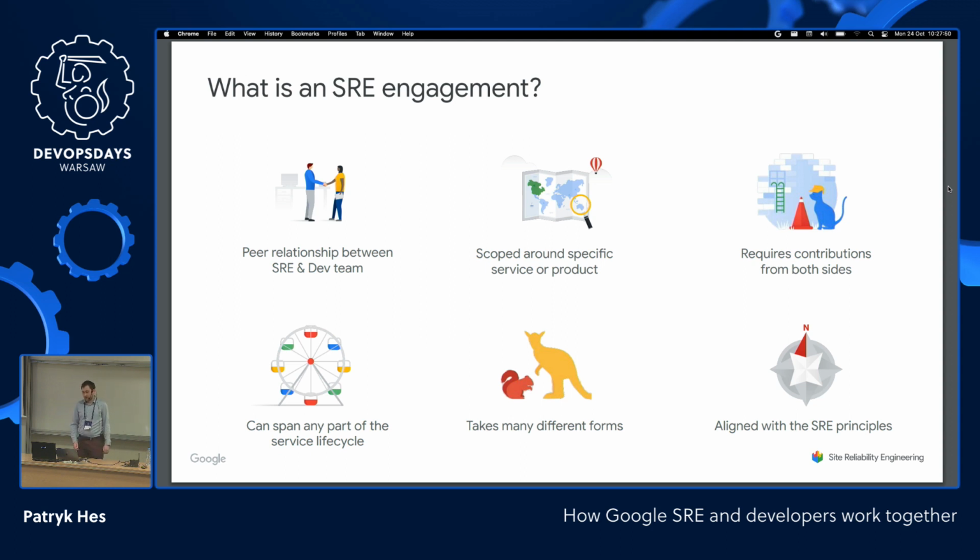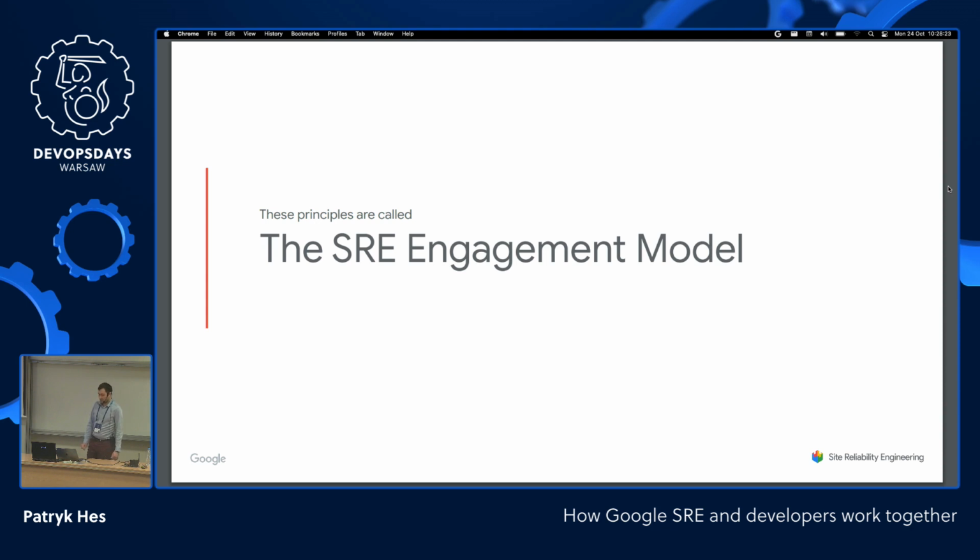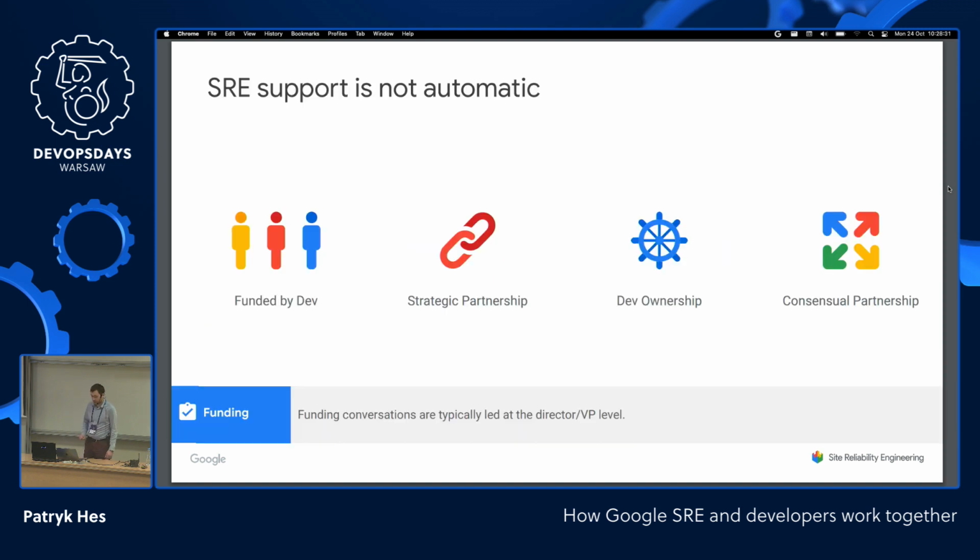SRE engagement can take many different forms, so it's not a one size fits all thing. And later on in the presentation, I will talk more about the default kinds of engagements that we have in the company. And another thing is that this engagement has to be aligned with certain SRE principles. And these SRE principles are called the SRE engagement model. So let's take a look at what makes this work. SRE support is not automatic. There are surprisingly many dev teams at Google that have no SRE support at all, other than some baseline SRE support.